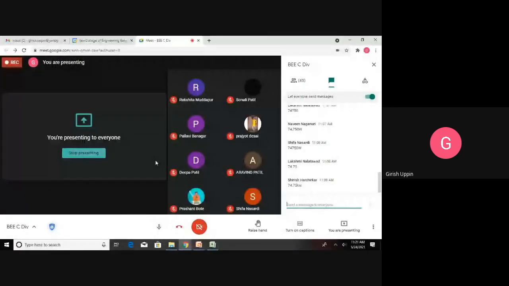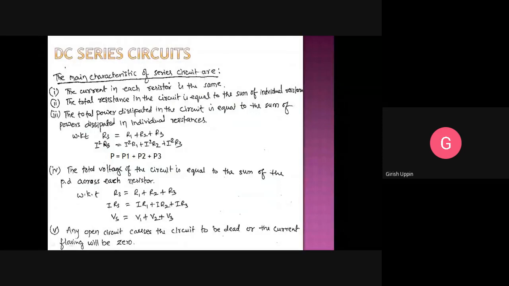Next, the total voltage of the circuit is equal to the sum of the potential differences or voltage across each resistor. We already know RS is equal to R1 plus R2 plus R3. Multiply with the current I on both sides: I into RS is equal to IR1 plus IR2 plus IR3. From Ohm's law, V is equal to IR, right? IRS is nothing but the voltage applied to the circuit, that is Vs, the supply voltage, which is equal to I into R1 is V1, I into R2 is V2, I into R3 is V3.